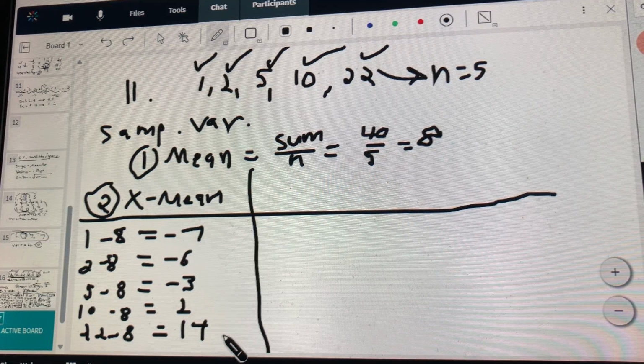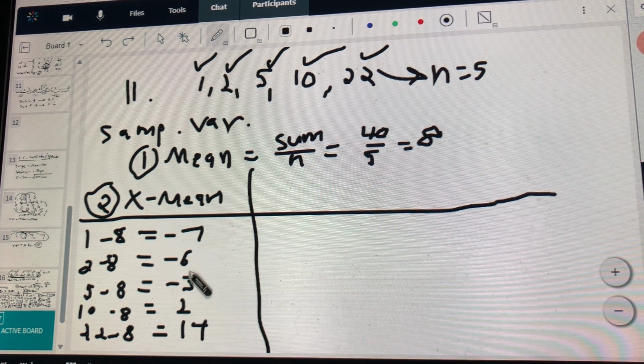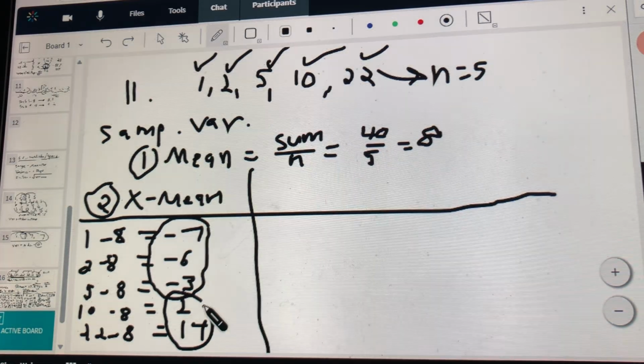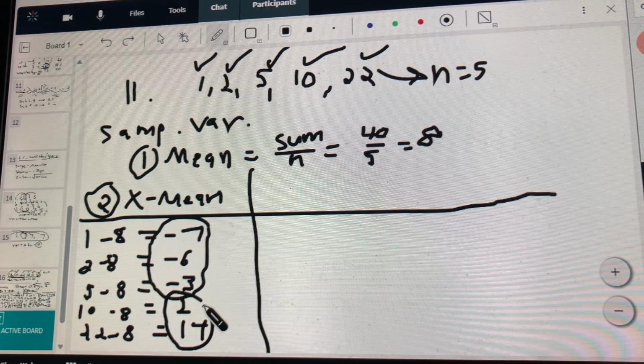But notice the 2 positive numbers are 2 and 14. That adds up to 16. The 3 negative numbers are negative 7, negative 6, and negative 3, while 7 and 3 is 10, plus 6 is 16. The negatives add up to negative 16. The positives add up to positive 16.